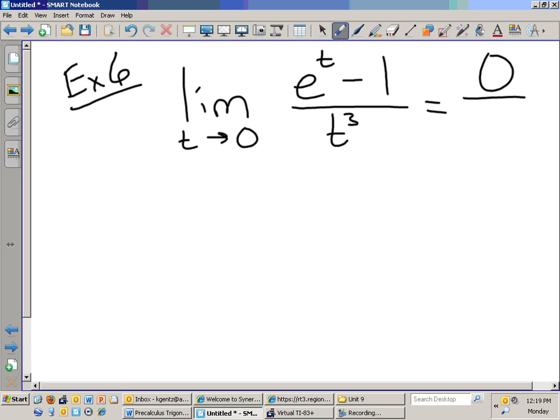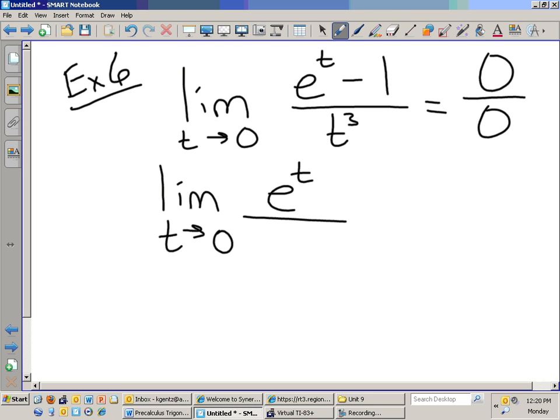Now, if we plug 0 in the denominator, what are you going to get? 0. So L'Hopital's rule says, you know, we could do that. We can now take the derivative of the top and the bottom. Well, watch what happens, because this is an interesting scenario. If we take the limit as t approaches 0 of, what's the derivative of e to the t minus 1? e to the t over, what's the bottom? 3t squared. Now I have to go through that process.